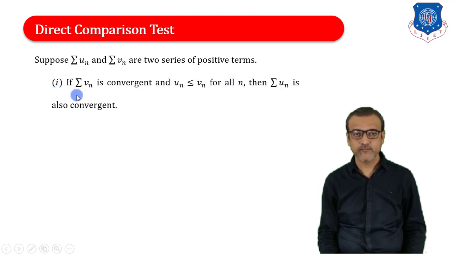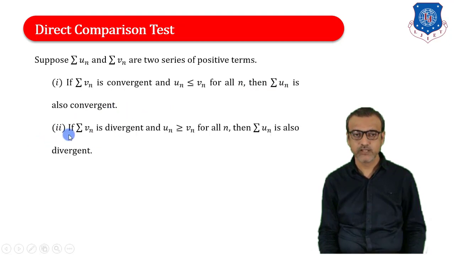First, if sigma vn is convergent and un is less than or equal to vn for all n, then sigma un is also convergent. Second, if sigma vn is divergent and un is greater than or equal to vn for all n, then sigma un is also divergent.